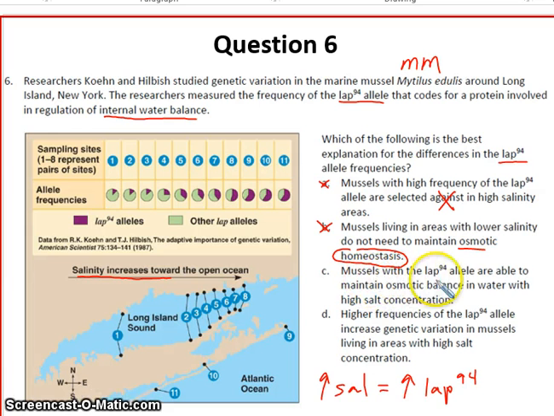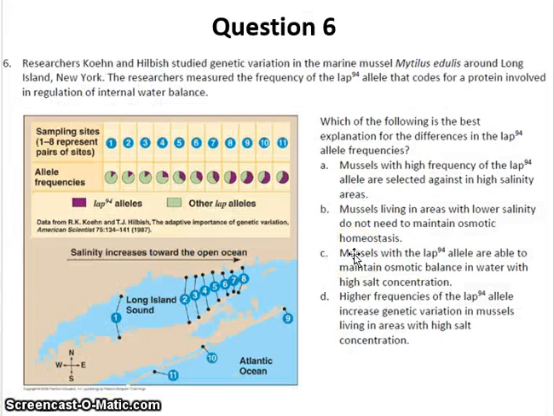Mussels with a LAP94 allele are able to maintain osmotic balance in water with high salt concentration. The higher the allele, the higher the salt concentration. So I do like this one. We'll come back to it. High frequencies of the allele increase genetic variation in mussels. And we're not looking at genetic variation in this, so I'm going to get rid of this as well. Go back and let's let our correct answer be C on this one.